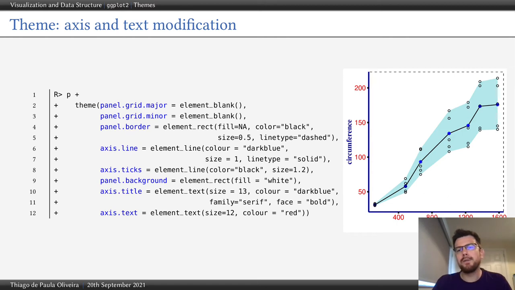Then I increased it to the size of ticks and added a black color. I also changed the panel background from gray to white. And finally, I changed the font family, face, size, and color of titles and axes X and Y values using axis title and axis text. This is a bit more complex, but if you know the idea behind the functionality of these elements, you will see that it's not too hard.